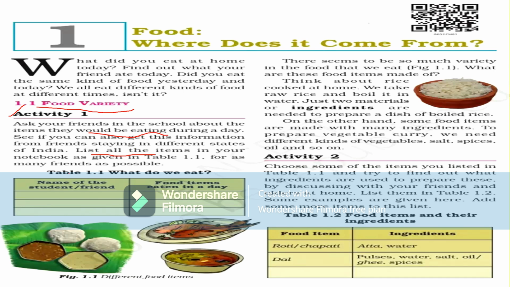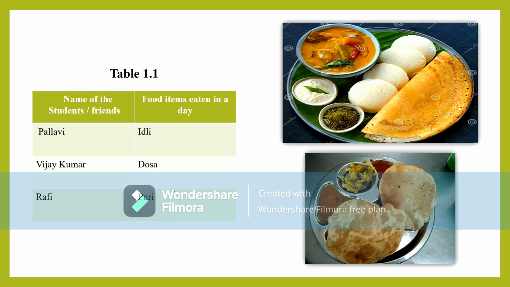So list all the items in your notebook as given in Table 1.1. Let's make a small note in your notebook. Take a notebook and note it. Write it as Table 1.1: What do we eat? Make two columns like this. In the first column, write a heading as the name of the students or friends. And the second column should be food items eaten in a day.